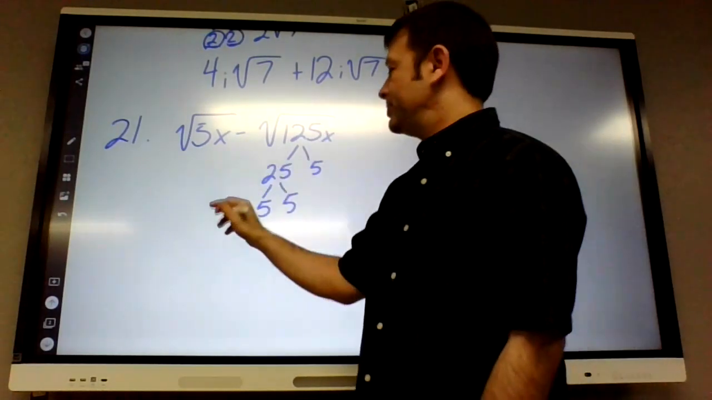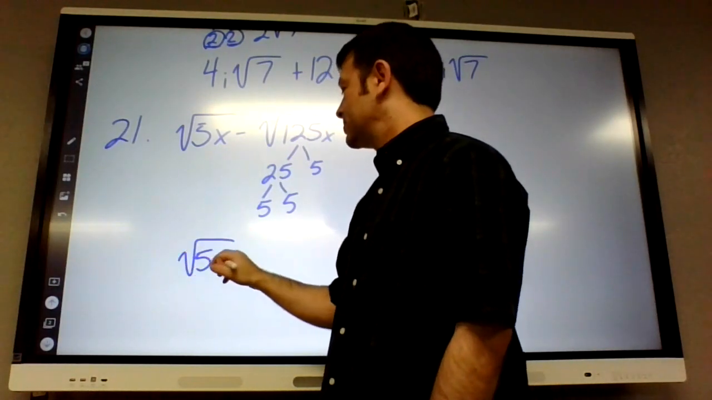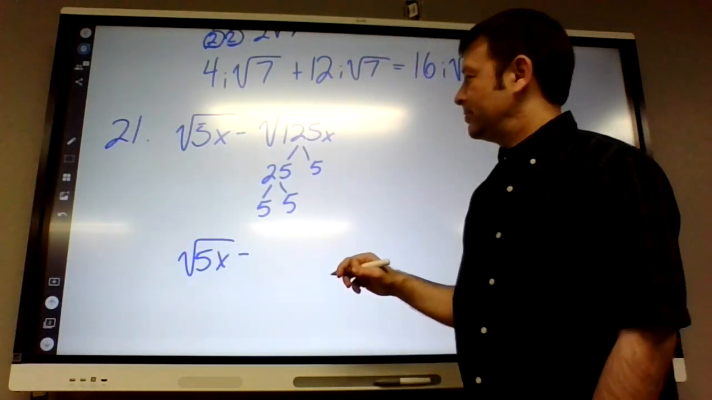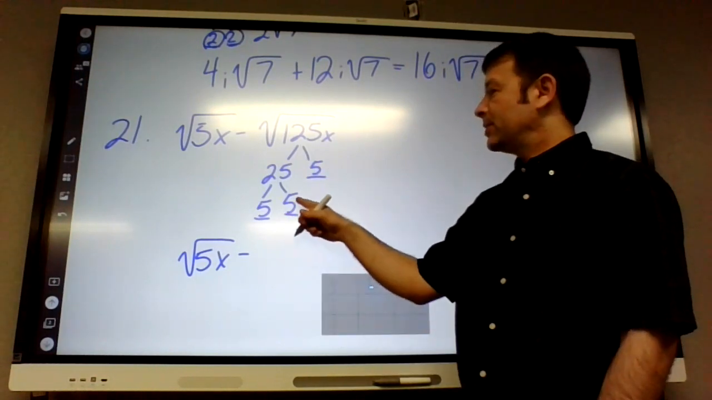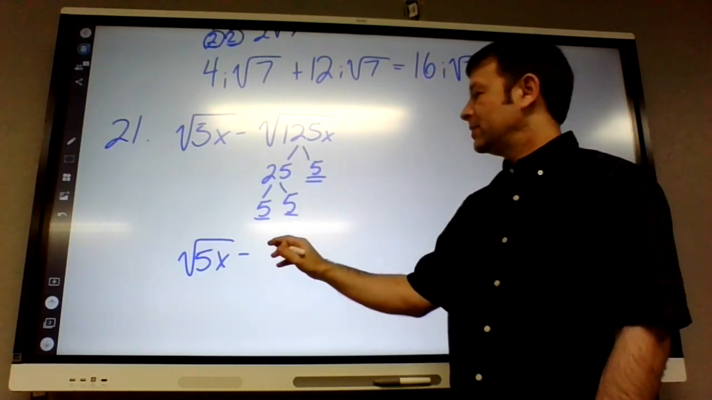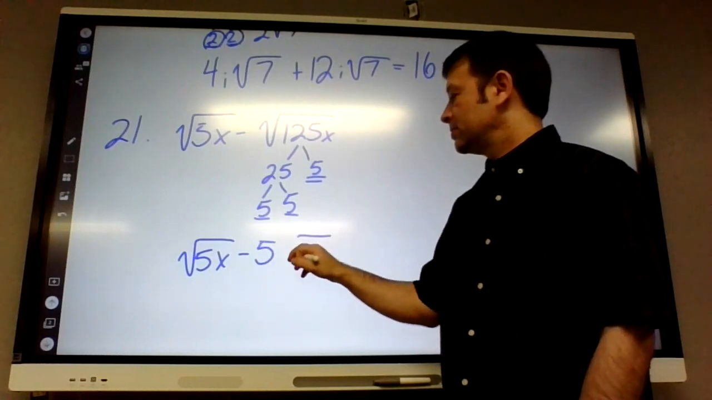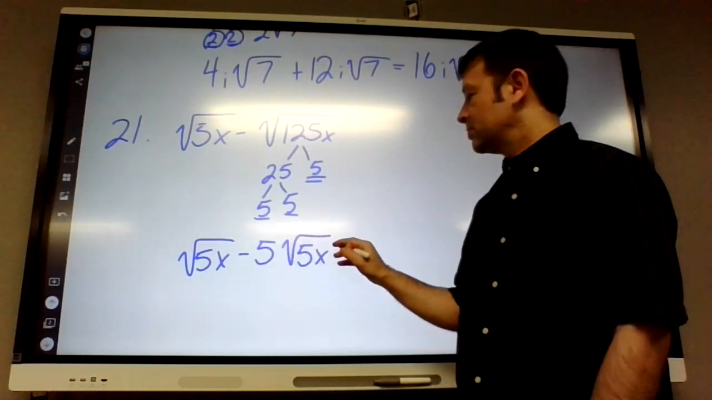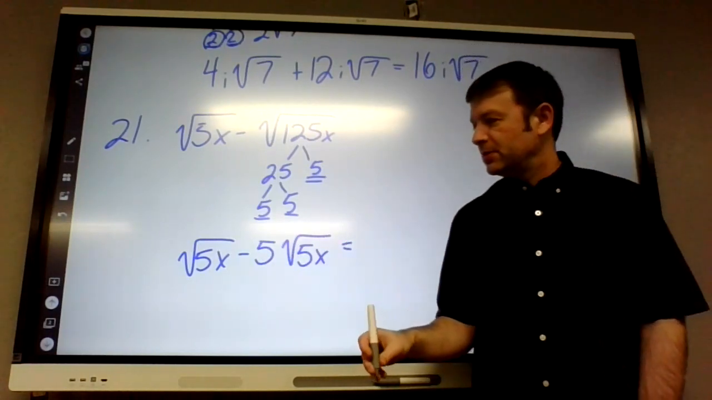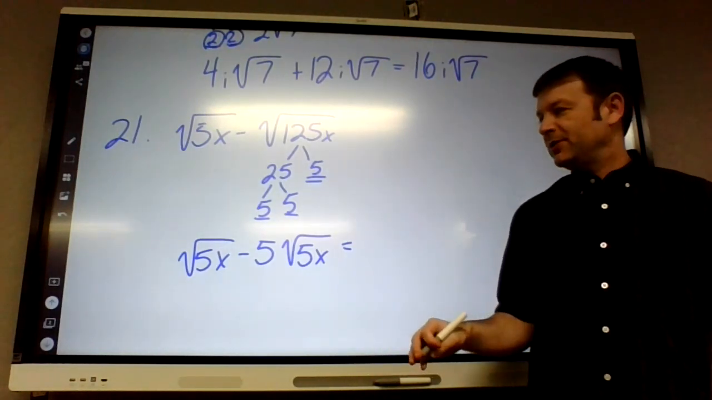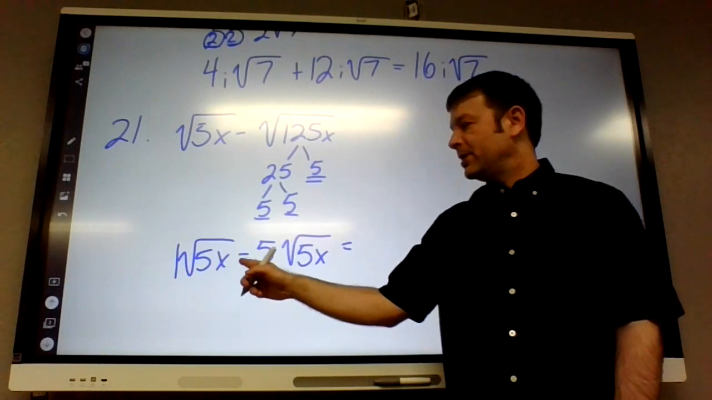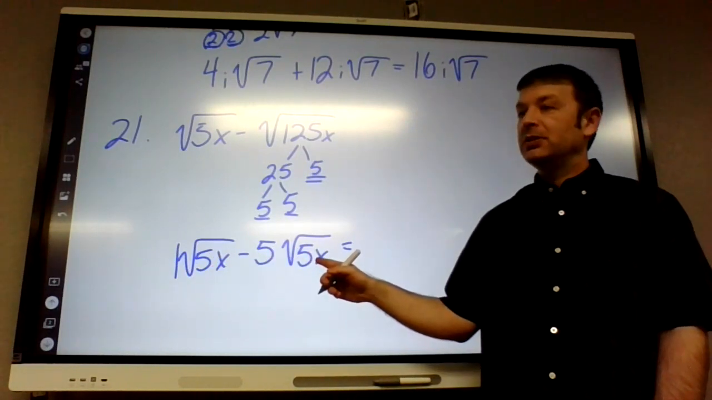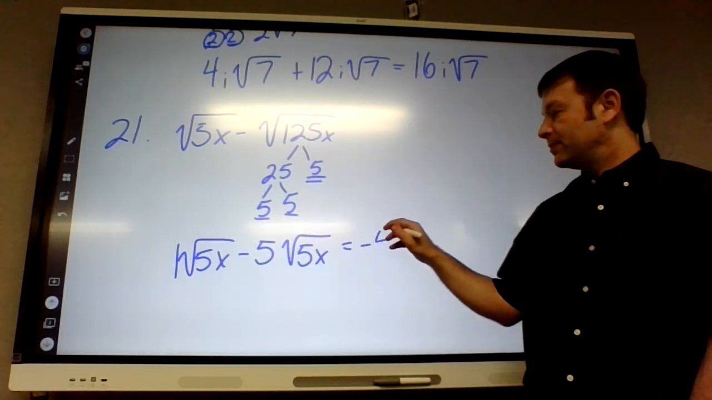So the first term just stays square root of 5x. The second term is 5 square root of 5x. So are these like terms? Can they go together? Yeah, we basically have one of these minus 5 of the same things. So it's negative 4 of them.